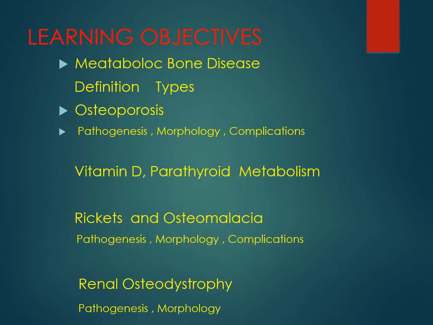At the end of the lecture, you should be able to define what is metabolic bone disease, what are its types, and then we will discuss two important metabolic diseases: osteoporosis, rickets, and osteomalacia, pathogenesis, morphology, and complications. And when we are discussing rickets and osteomalacia, we should know as a background knowledge vitamin D and parathyroid metabolism and functions of these two important chemicals. Then briefly we will talk about renal osteodystrophy, its pathogenesis and morphology.